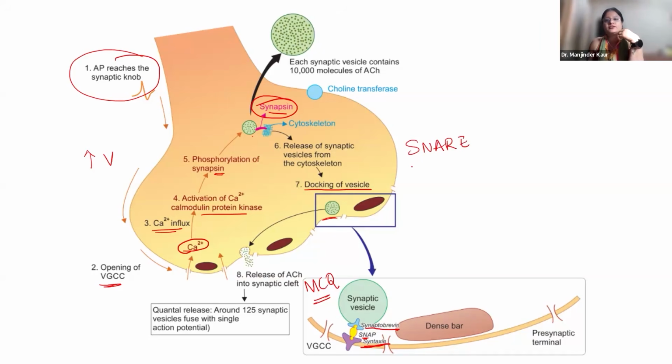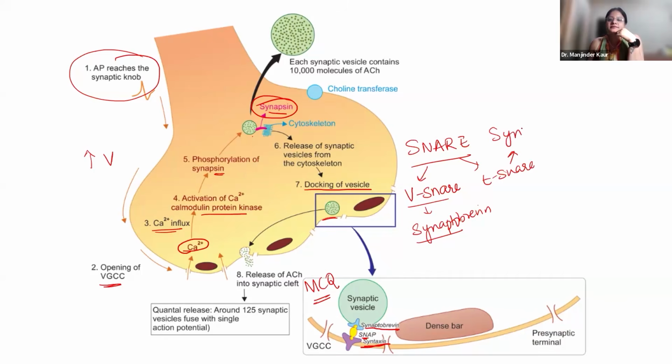So we have two types of SNARE proteins. One is the vesicular SNARE protein, which we denote by V, and it is the V SNARE protein, and this is synaptobrevin. Another is the T SNARE protein, also known as the terminal SNARE protein. And the terminal or the T SNARE protein, it is syntaxin.